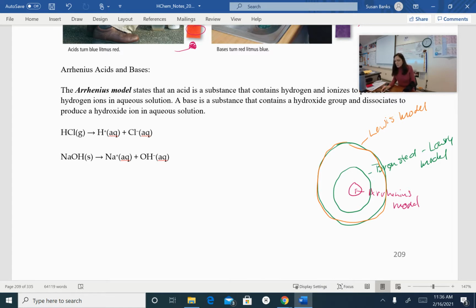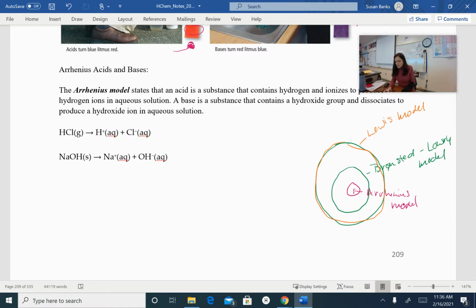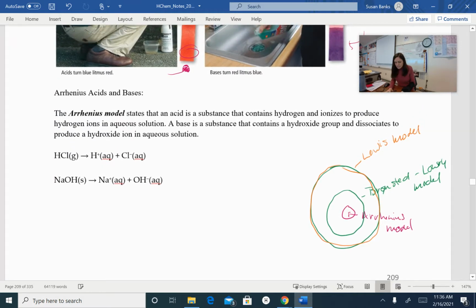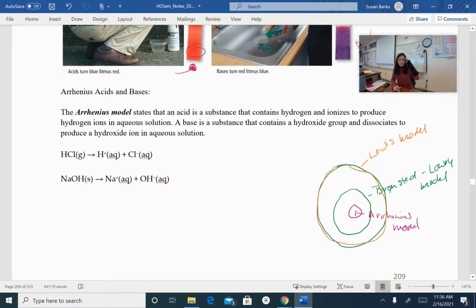Now this model is based on the scientist Svante Arrhenius, and he was from Sweden, if I remember correctly. And he lived about 150 years ago, almost 200 years ago. 1850s to 1880s is when he was doing his stuff. The Arrhenius model states that an acid is a substance that contains hydrogen, okay? So it's got to contain hydrogen, and it's got to ionize.